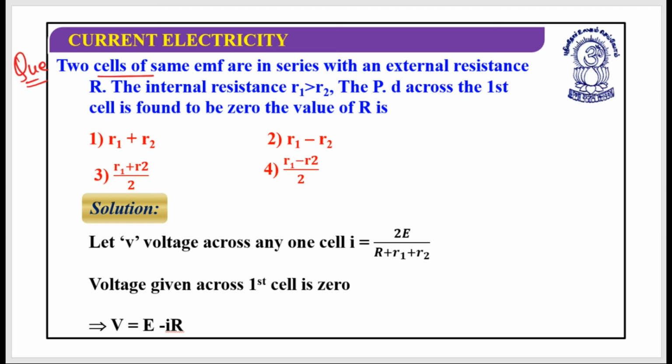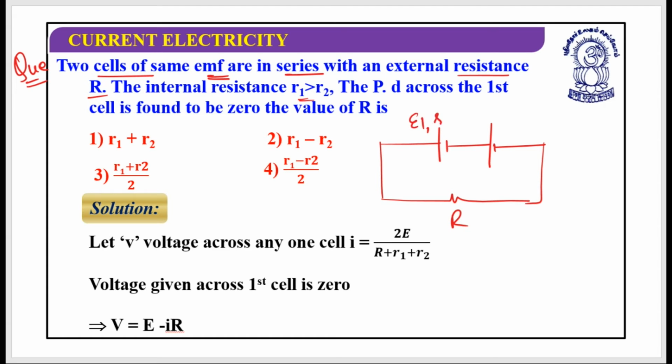It says two cells of the same EMF are in series with an external resistance R, and the internal resistance r1 is greater than r2. It is something like this. This is the first cell, this is the second cell, and they are connected with an external resistance R. So this is E1, this is r1, this is E2, this is r2. They said that r1 is greater than r2. Okay, great. So this is the situation. The potential difference across the first cell is found to be 0, then the value of R.